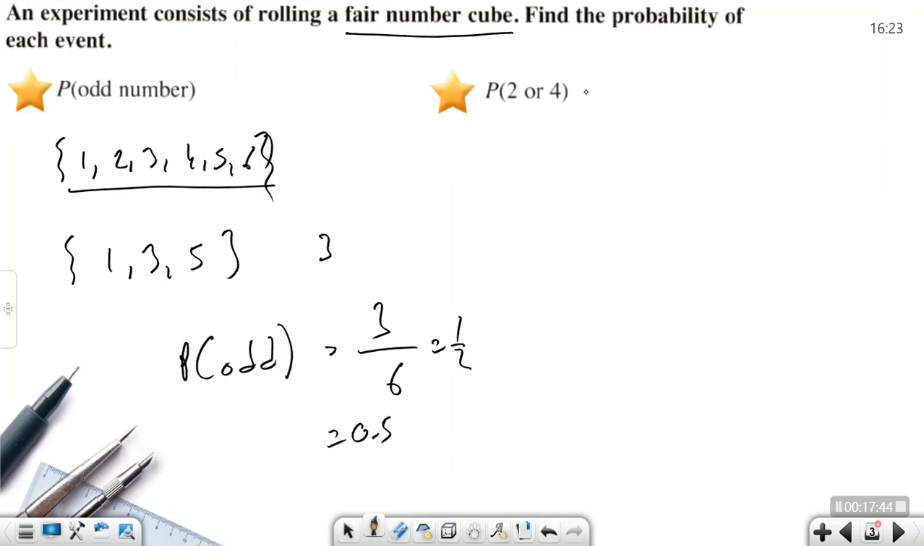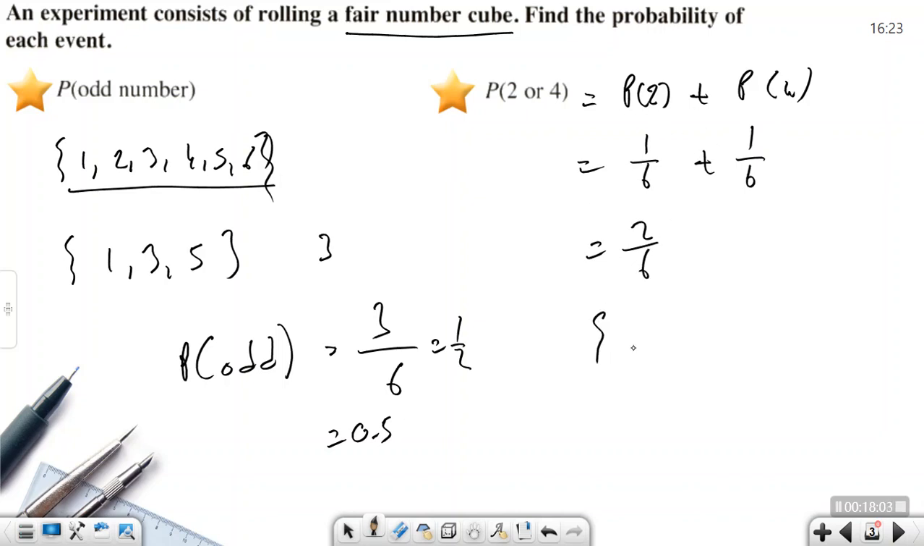Next, 2 or 4. I need to calculate the probability of 2 plus the probability of 4. That's 1 over 6, because we have only one 2, plus 1 over 6 again, which equals 2 over 6. You can solve this one another way.